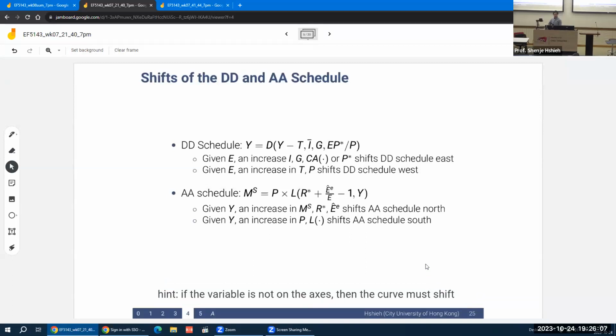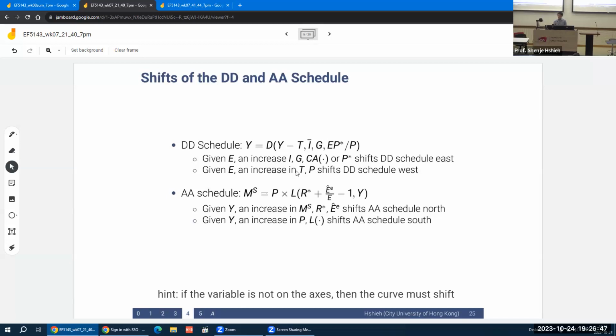So for the DD schedule, we won't talk about E and Y, because obviously changing E is going to change Y, since those are the two axes. If we change E, how does that change Y? We know because it's a positive relationship, and we're just moving along the curve. But if we change those parameters that do not appear on the axes, such as I and G and C, the current account function, or P star, P, or T, all these other parameters can have an impact on D, and that will require us to shift the curve.